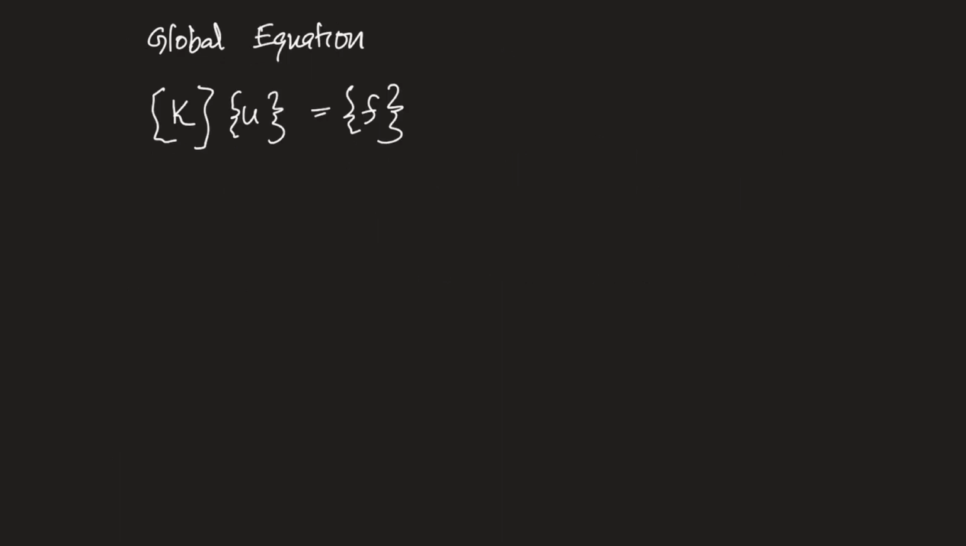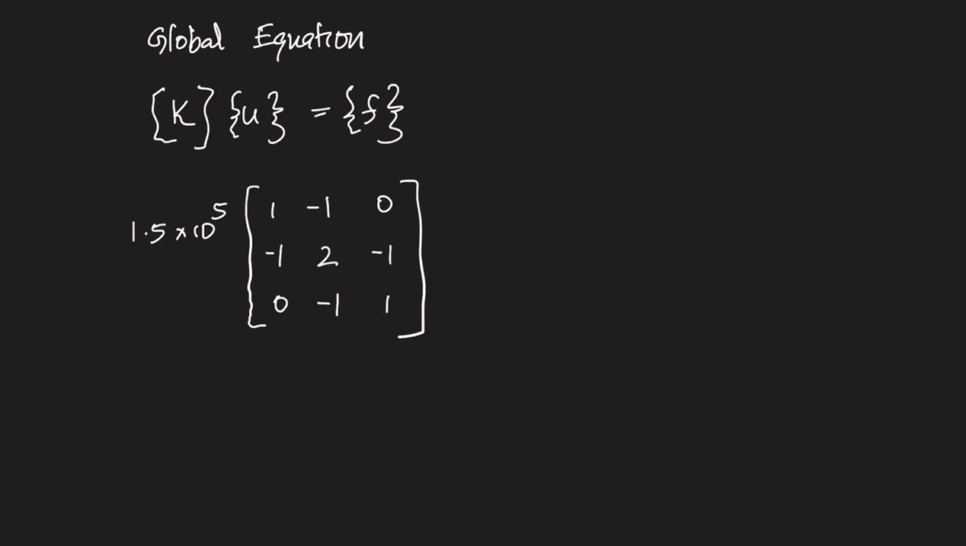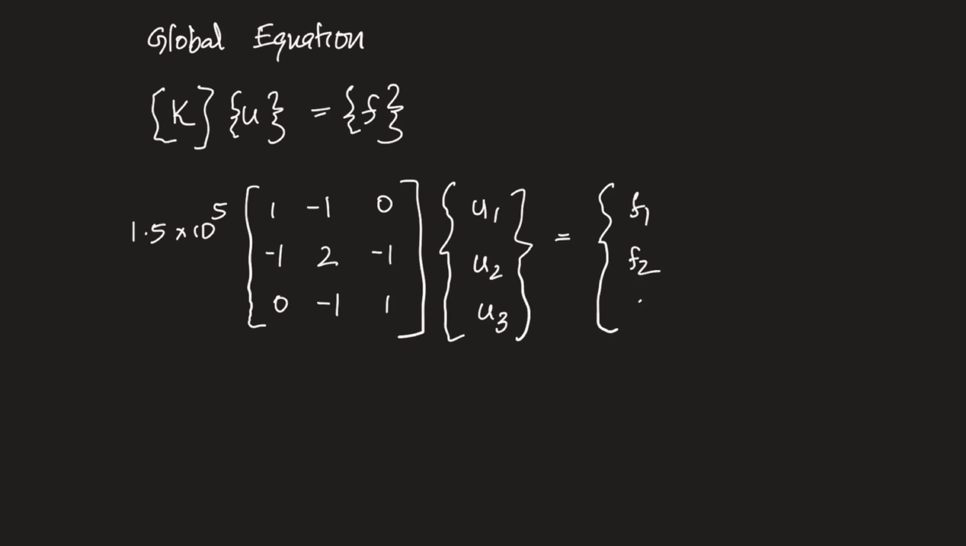Now the global equation, that is K, the global stiffness matrix, into U, the global displacement vector, is equal to F, the global load vector. If we expand this, we get K as 1.5 into 10 raised to 5 into [1 -1 0; -1 2 -1; 0 -1 1] into U, that would be U1, U2 and U3, equal to F, which is F1, F2 and F3.